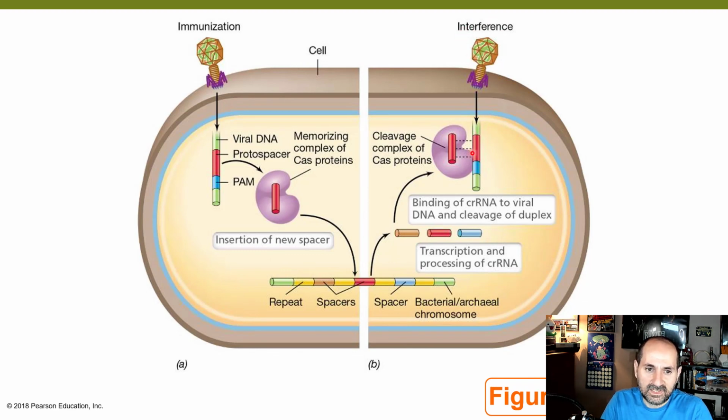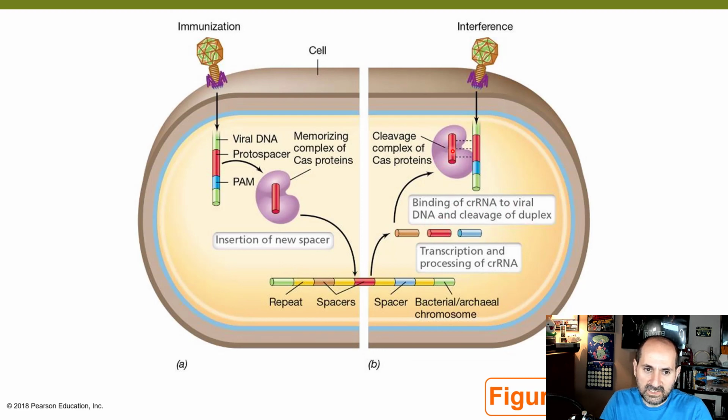This virus infects the cell. So here's the viral genome that's similar or the same as this viral genome. And what's happened? Transcription and processing of CRISPR RNA. You have transcription of this CRISPR DNA into mRNA, and then you remove the spacers. The spacer then joins up with the Cas protein, and what happens is binding of the CRISPR RNA to viral DNA and cleavage of the duplex.